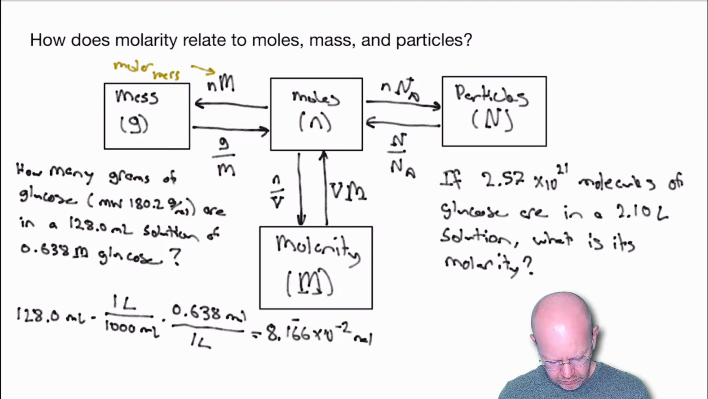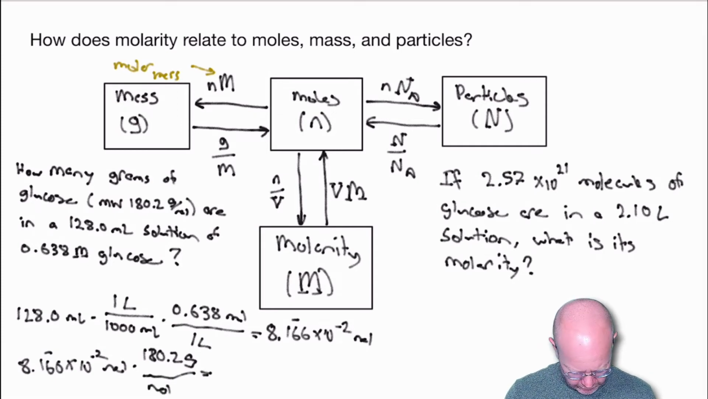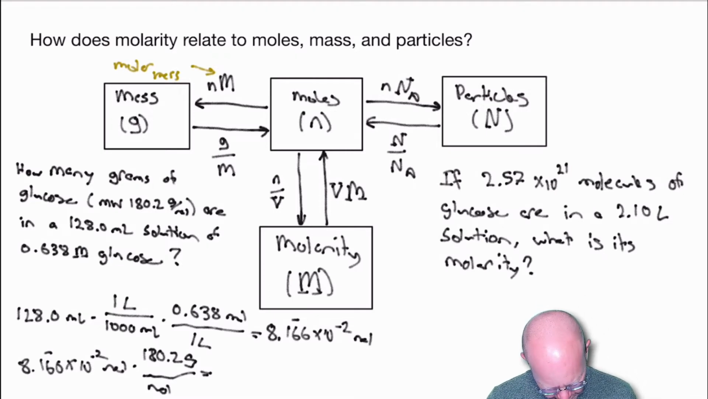So now that I'm at moles, right, I've moved this arrow. I can move now to mass, because the question is how many grams of glucose are there. So now I'm going to do that calculation. 8.166, oops, I put the significant digit in the wrong place, times 10 to the minus 2 moles of glucose. And now I'm going to use its molecular weight. We have 180.2 grams of glucose for every mole of glucose. So I take that number and I multiply by 180.2. And I find that in that solution there are 14.7 grams of glucose.